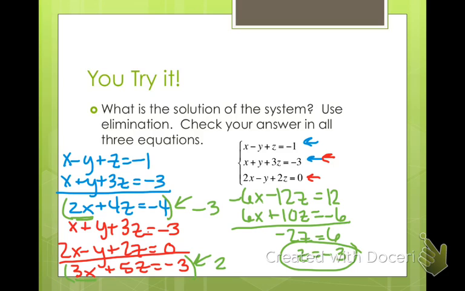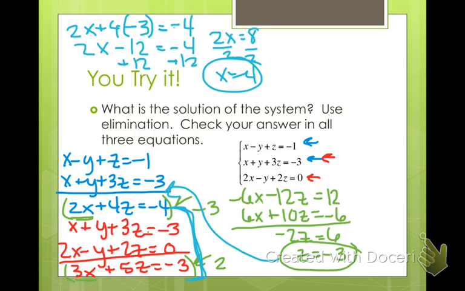Okay, I went ahead and solved those. I got z as negative 3. Now I can go back to either one of these equations and plug that negative 3 in. I'm going to choose the top one and plug negative 3 in for z. So I found x and z. I'm going to plug that into my first equation, which looks easiest. I'll plug in x and z so that I can find y.